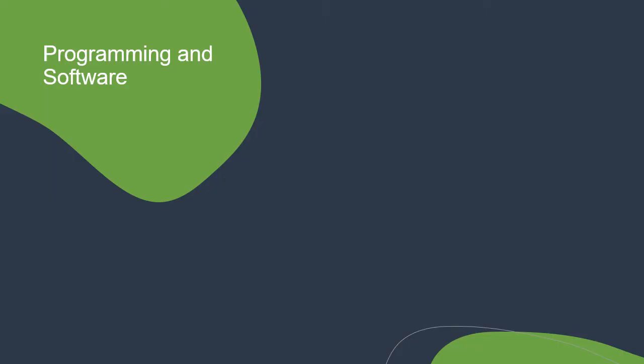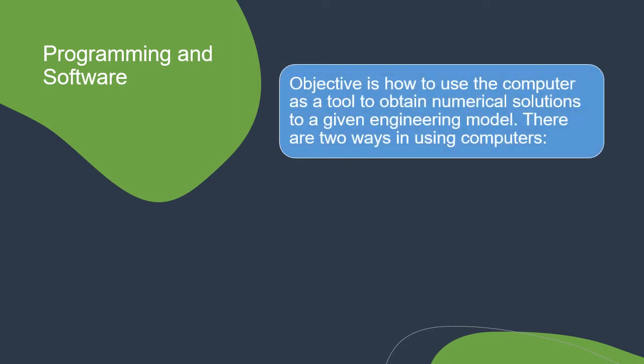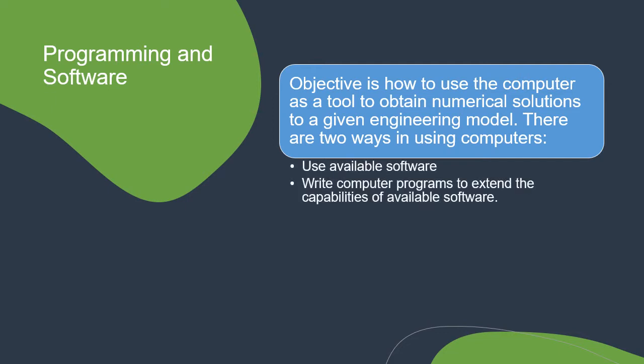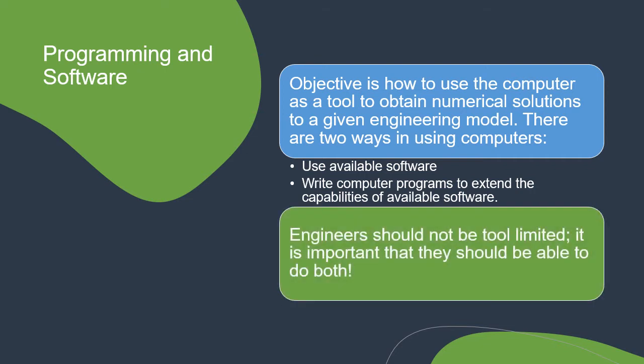In this lesson, we will discuss how to use computers as a tool to obtain numerical solutions to a given engineering model. There are two ways of using computers. This is to use available software or to write computer programs to extend the capabilities of available software such as Excel and MATLAB. Engineers should not be too limited. It is important that they should be able to do both.